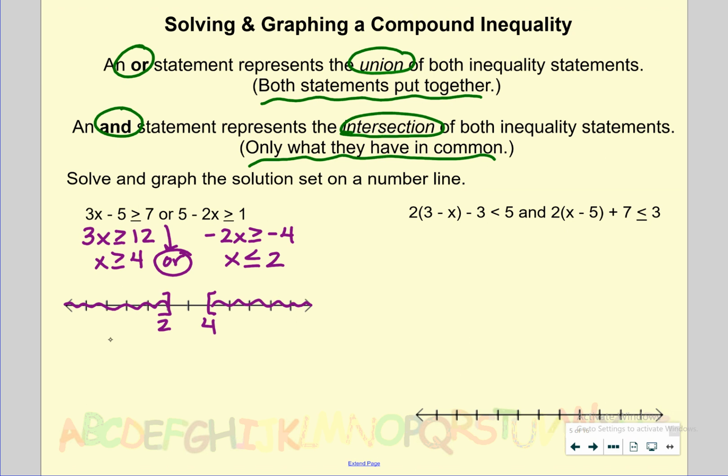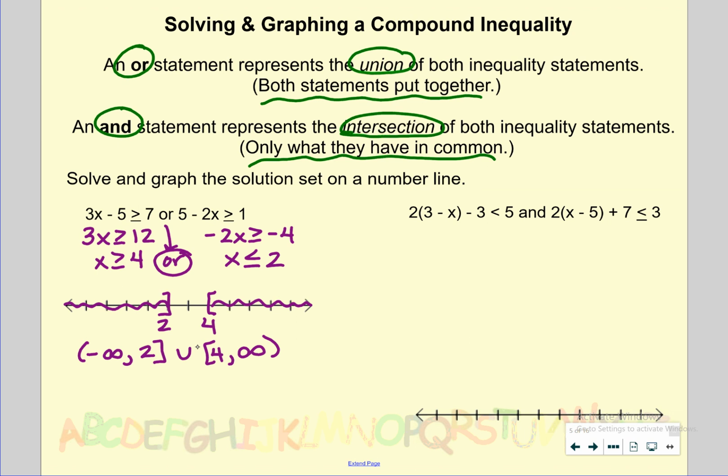So our final answer, and you can see how this relates really nicely to our interval notation, is just anywhere we see shading. So negative infinity to 2 is that first interval. 4 to infinity is the second interval. And remember, if we have multiple intervals, we connect them with that union symbol. That's why we use that symbol. Okay.